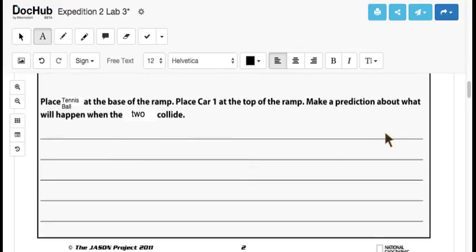Now, make a prediction about what will happen when the two collide. Make sure you talk about not only what the ball will do when it gets hit by the car, but also what the car is going to do once it hits the ball. Is the car going to come to a complete stop? Is it going to continue to move forward but slower? Is it going to bounce backwards? So be specific about what's going to happen to the ball and to the car.